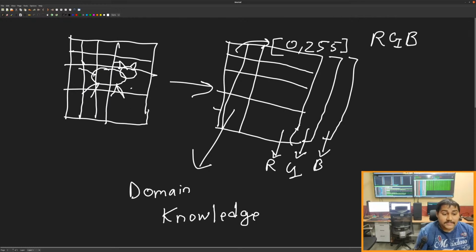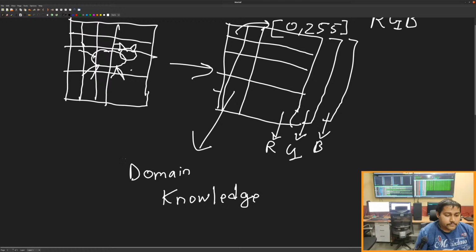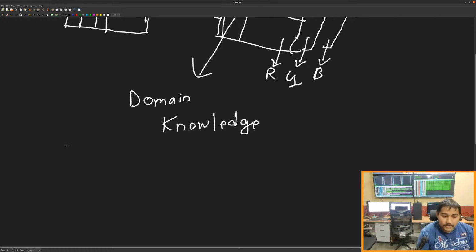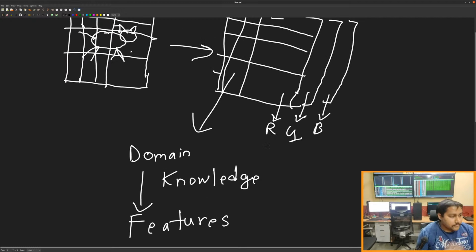Now our task is to filter out some important aspects of the image, obviously in the form of numbers. That's what a computer understands, and then tweak it in a certain way so that we have some things called features. Now, features form an important part of domain knowledge.